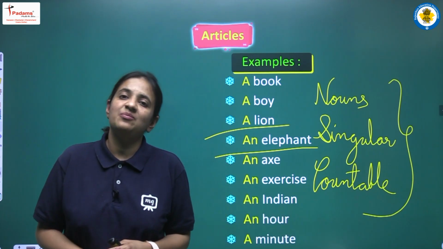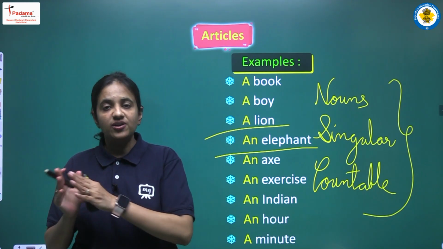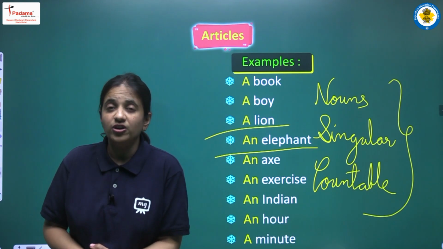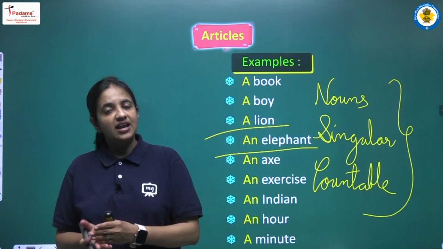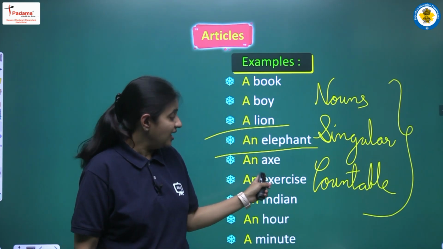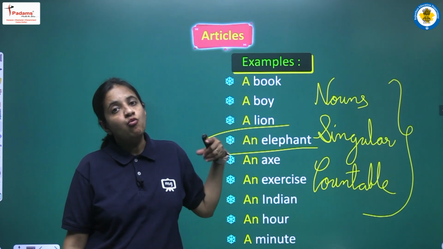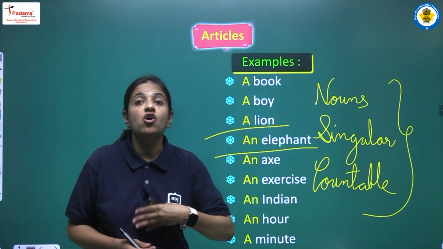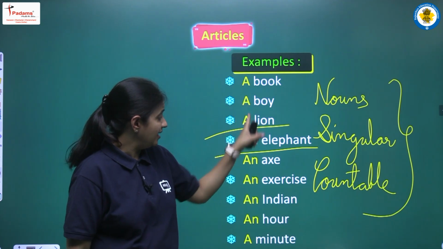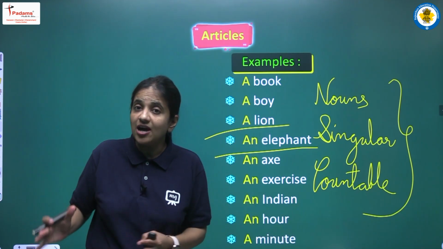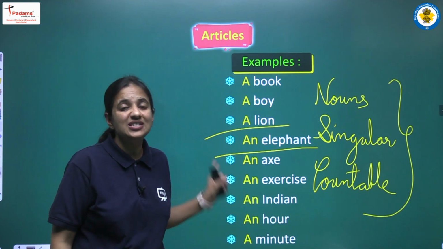Again, summarizing all the things: we have to use A or AN according to the starting sound. If we have a vowel sound in the beginning, like elephant, or X, these are vowel sounds, then we have to use AN. And if we have a consonant sound, like lion, boy, minute, then we have to use A.